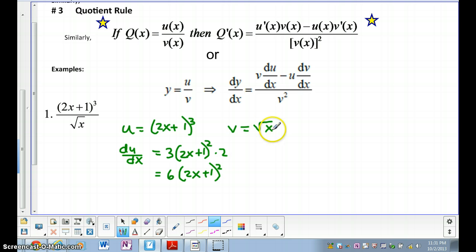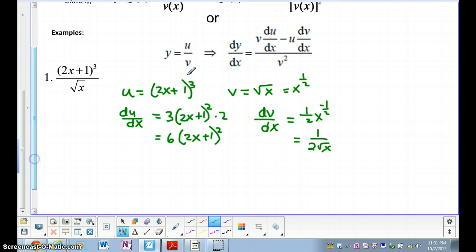Our v, we're going to rewrite that square root of x as, that's right, x to the 1/2. So our derivative of v with respect to x, using the power rule, is 1/2 x to the negative 1/2, which would be equal to 1 over 2 square root of x.